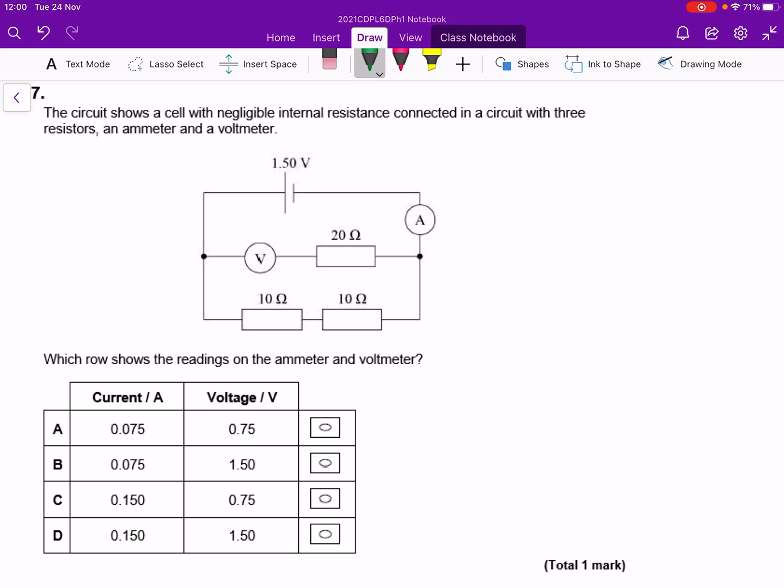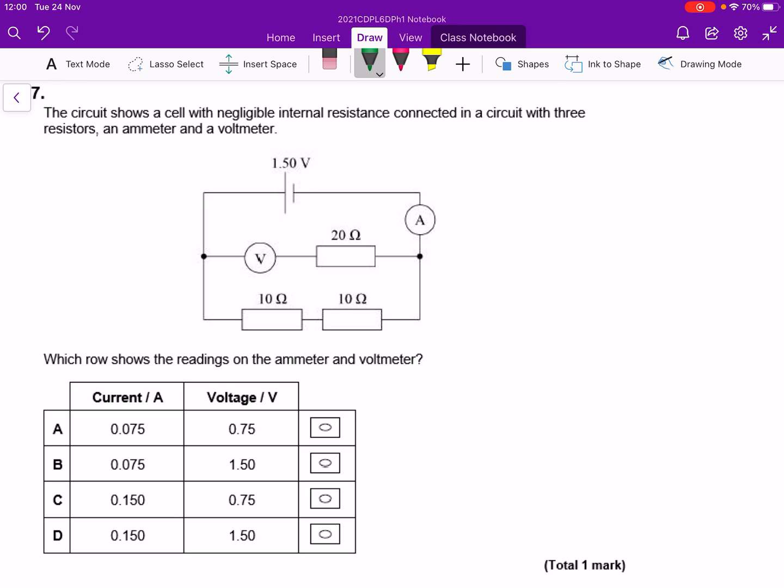Okay, so my voltmeter's in the wrong place, the first thing I'm noticing. So my voltmeter is going to be, that is weird, isn't it? Negligible internal resistance, okay. Do I have a value for the voltmeter? No. Okay.